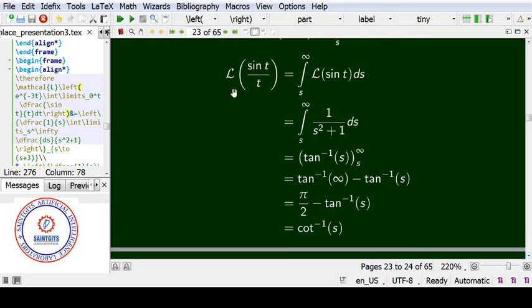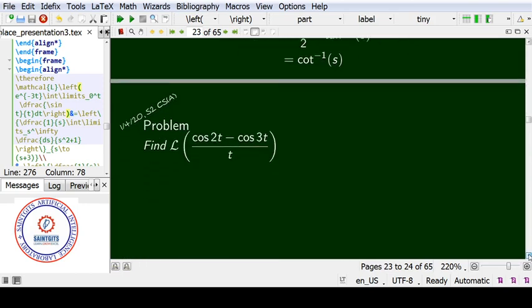So we start from L of sine t by t. We just hide t. Division by t leads to integration. Then write L of sine t here. Evaluate L of sine t. Evaluate this integral. Substitute the limit and write the complement function of tan inverse due to the presence of this pi by 2. So we got cot inverse s.